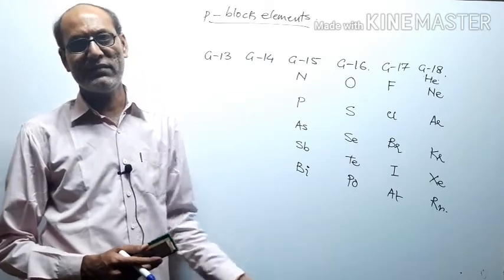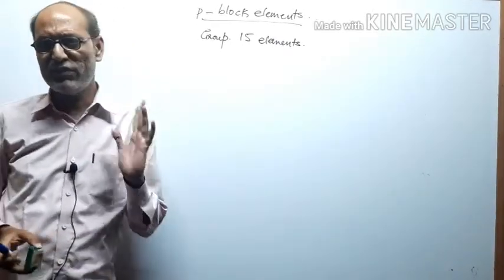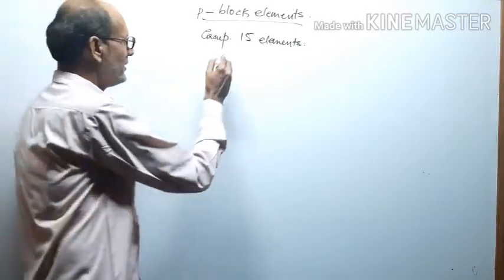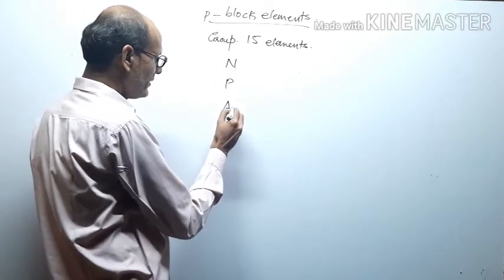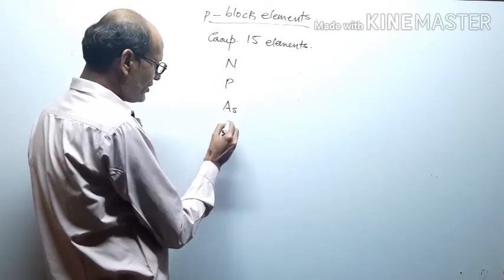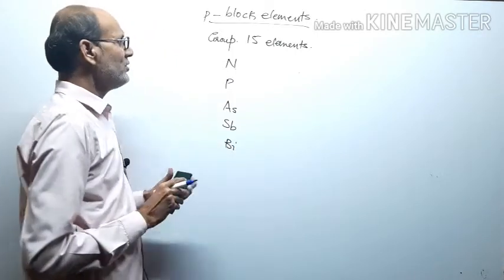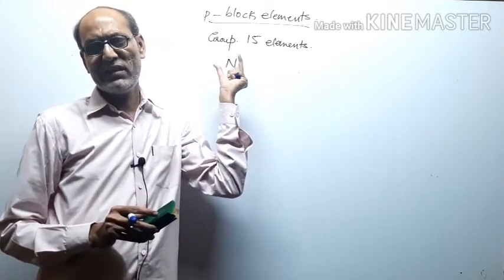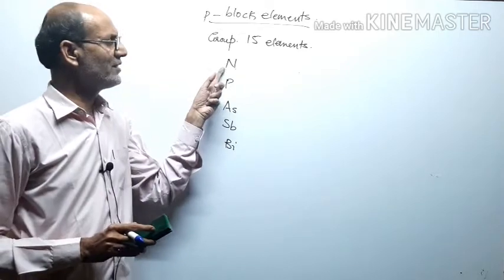Okay students, as you know there are 5 elements in group 15. Dear student, the first element is nitrogen, then phosphorus, then arsenic, antimony and bismuth. So as you know, this family is called the nitrogen family, and nitrogen is the first member.